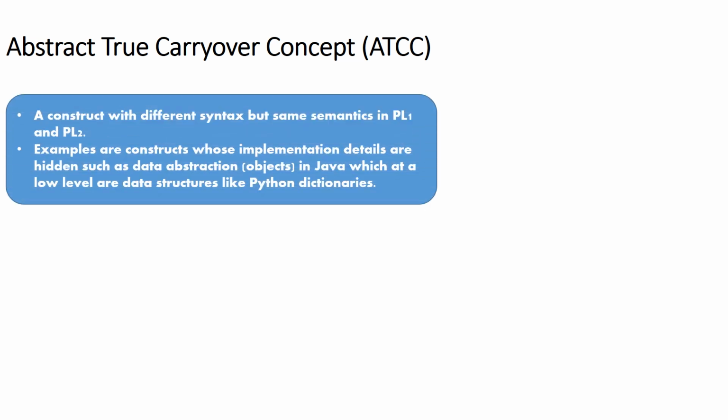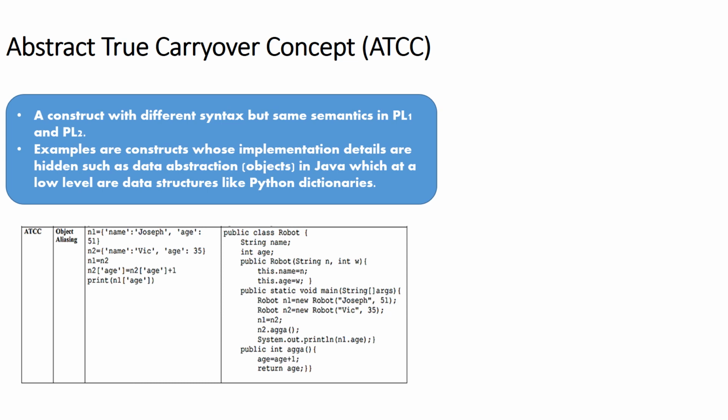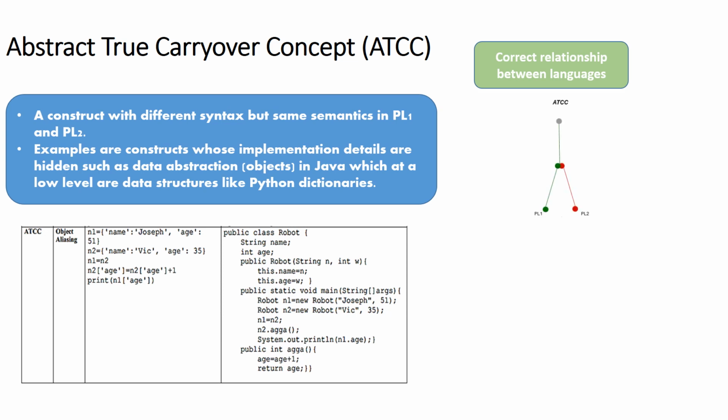An abstract true carryover concept, or ATCC, is a construct with different syntax but the same semantics in programming language 1 and 2. Examples are constructs whose implementation details are hidden, such as data abstraction objects in Java, which at a low level are data structures like Python dictionaries. The correct relationship between languages of an ATCC in a programmer's knowledge structure should show branching from semantic to syntax level, because the two languages share similar semantics and concepts but different syntax.